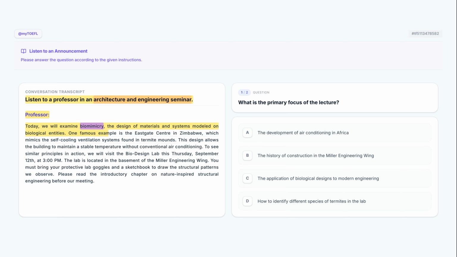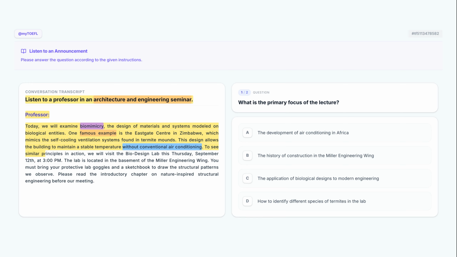One famous example is the Eastgate Center in Zimbabwe, which mimics the self-cooling ventilation systems found in termite mounds. Here, the speaker provides a famous example to ground the abstract concept of biomimicry in a real-world structure. This design allows the building to maintain a stable temperature without conventional air conditioning. This sentence highlights the functional benefit of the design, specifically how it works without conventional air conditioning.